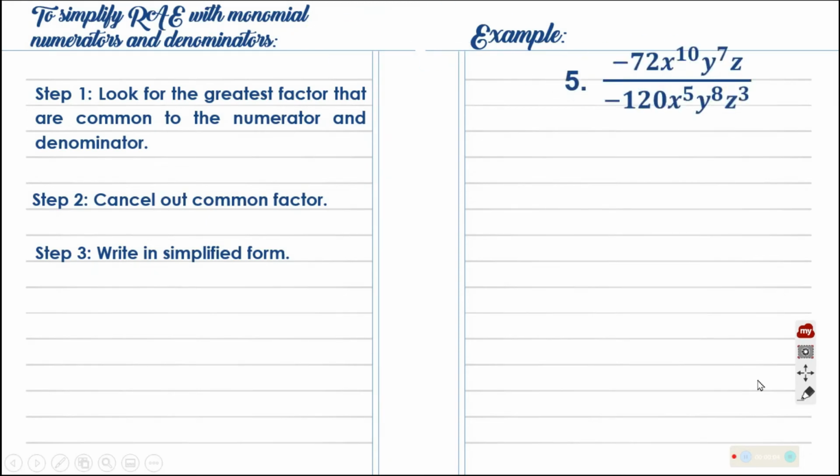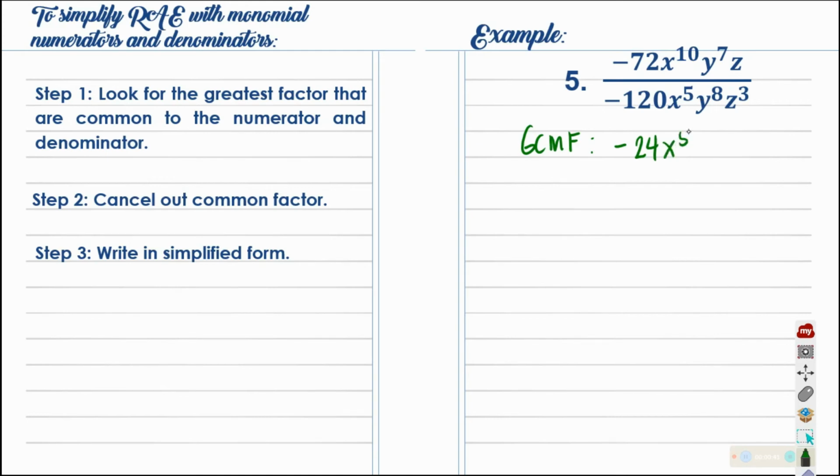So let's have our final example in simplifying RAA with monomial numerators and denominators. So we have here negative 72 x to the 10th power y to the 7th power z all over negative 120 x to the 5th y to the 8th z cubed. So ano nga ba ang GCMF natin for this example? So mapapansin nyo, parehong may negative yan. So mainam na ilagay na natin yung negative sa GCMF. And then we have 72 and 120. Ano yung greatest number na pwede natin ipang-divide out sa kanilang dalawa? We have 24.